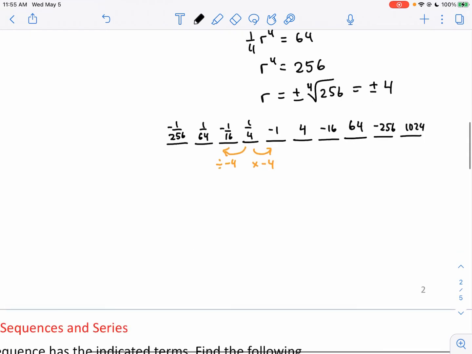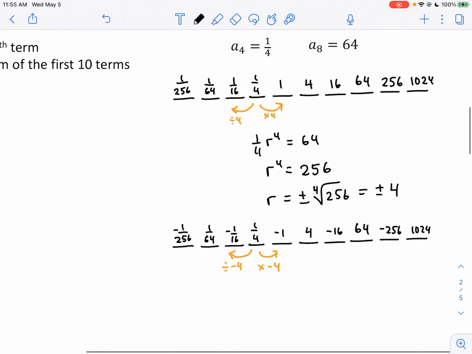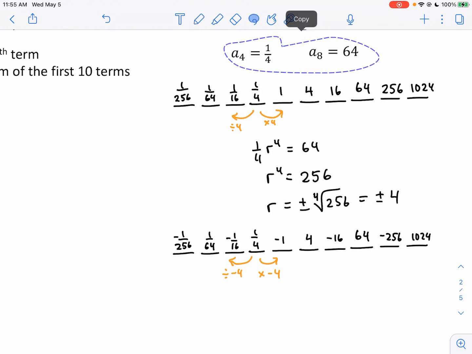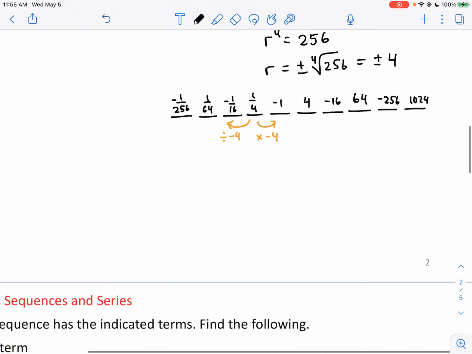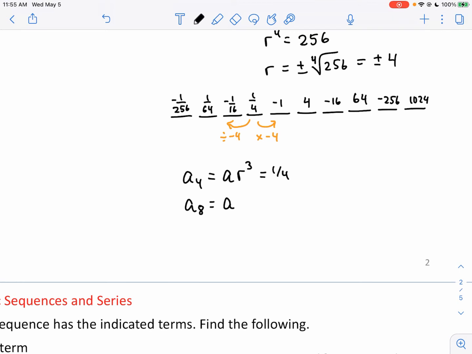Now another way to have done this is to use the explicit formula for both of these bits of information and to solve a system for a and r. For example, a sub 4, according to the explicit formula, would be the first term times ratio to the 3rd power. We want that to be a quarter. And the 8th term, according to the explicit formula, would be the first term times r to the 7th, and we want that to be 64. Now what we do is we divide the two equations.